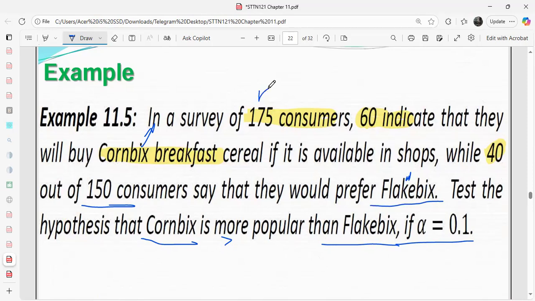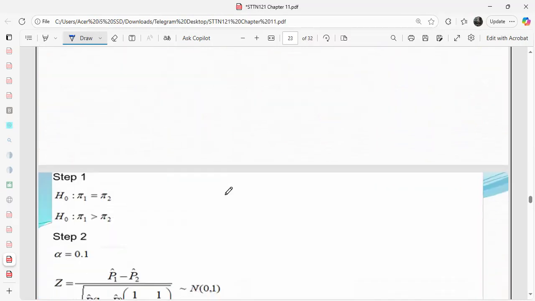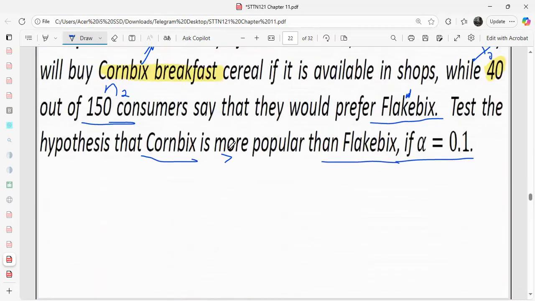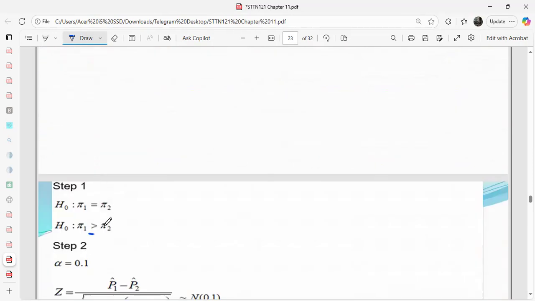This one will be N1, and this one will be X1, because that's the population of the corn pigs as population 1. Here, the 40 will be X2, because this is the population for the flake pigs, and this one will be N2. Then you go to step 1. You see it's greater than because of this: more is more popular than. So this one is greater than this one.